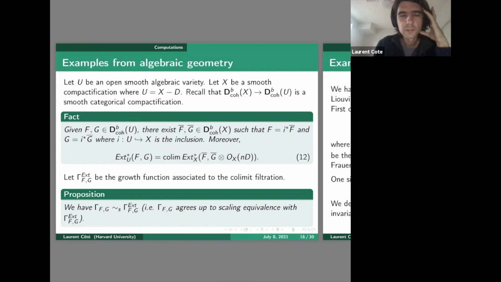I would like to begin by revisiting the previously discussed examples from algebraic geometry. As before, let's take U to be an open algebraic variety, and let's take X to be a smooth compactification of U, which means that X minus U is a divisor. Recall that there's an induced map from coherent sheaves on X to coherent sheaves on U, which forms a smooth categorical compactification of D^b Coh of U. It can be shown that if you fix a pair of elements F and G inside D^b Coh of U, then they admit extensions, which I'm calling F bar and G bar, to D^b Coh of X, such that the image of F bar and G bar under this categorical compactification is precisely F and, respectively, G.